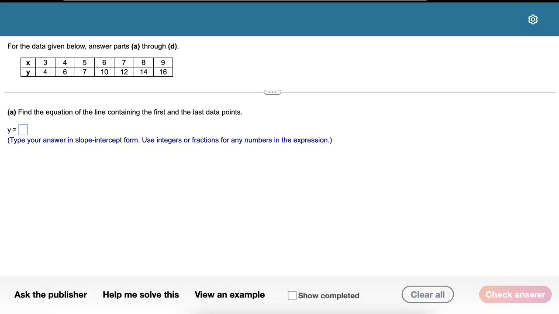For this example, we're asked to do a couple of different things with this given data. So if you haven't already, record this data either in your notes or go ahead and type it in your calculator or Desmos. But the first part of this problem is asking us to find an equation of a line through only the first and the last data points.